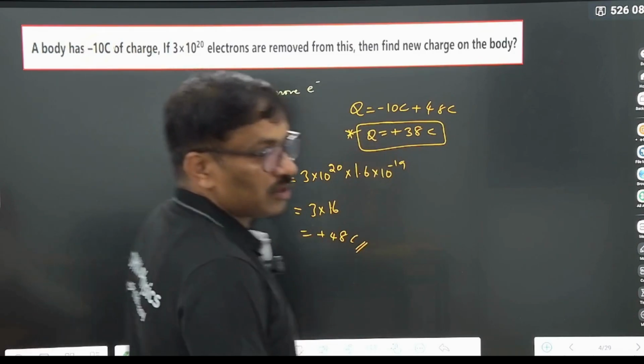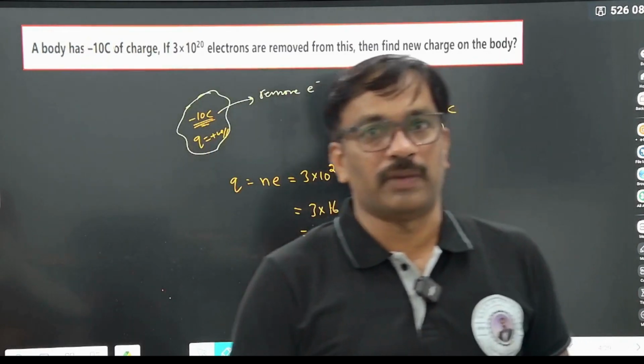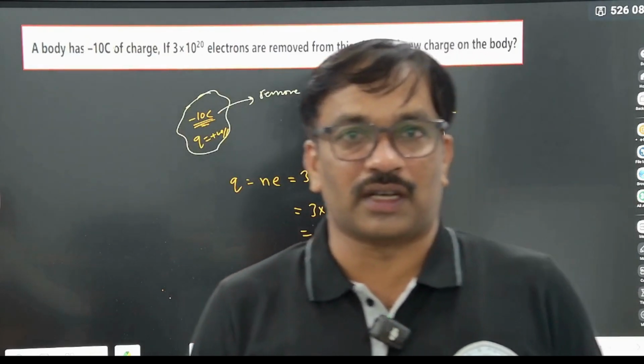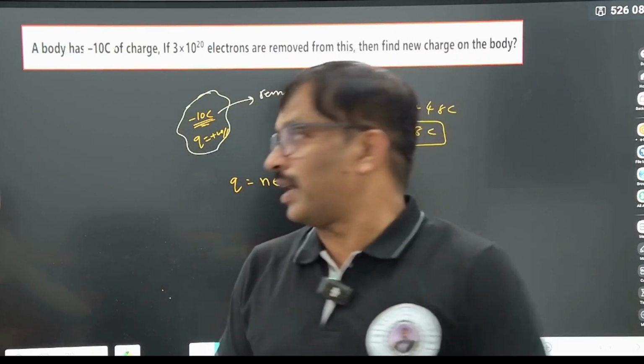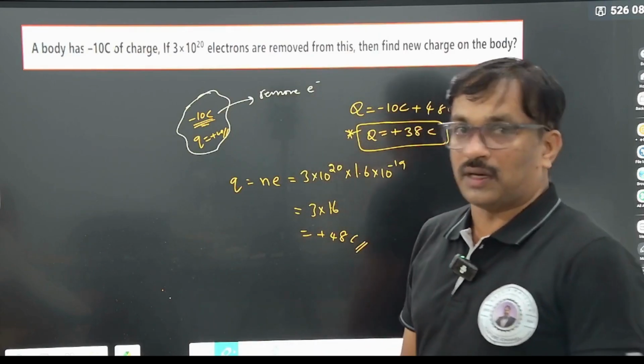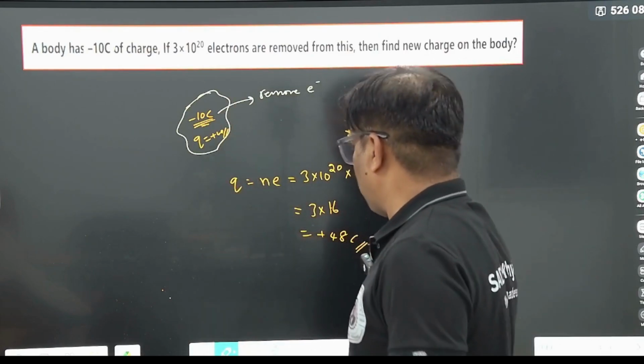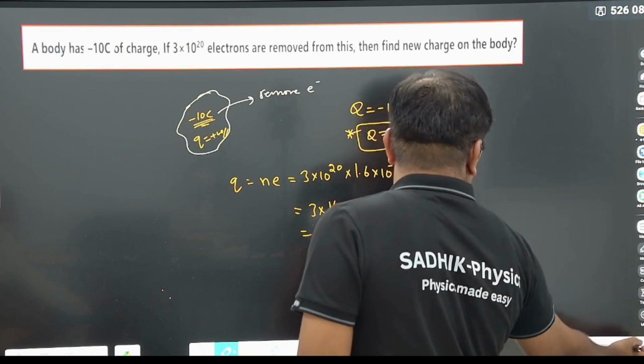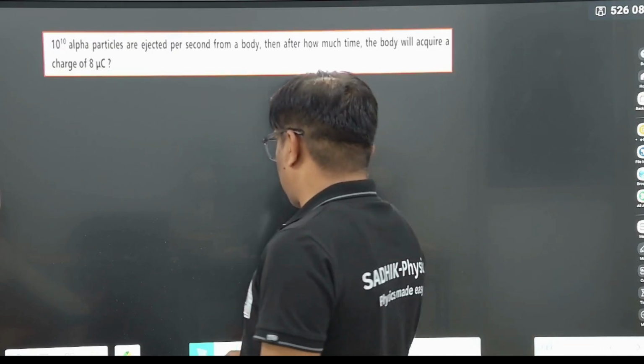Clear? So in this question you will learn that if there is a loss of electrons, you will gain positive charge, right? And also the additive property of charges. So now let us go for one more question here.